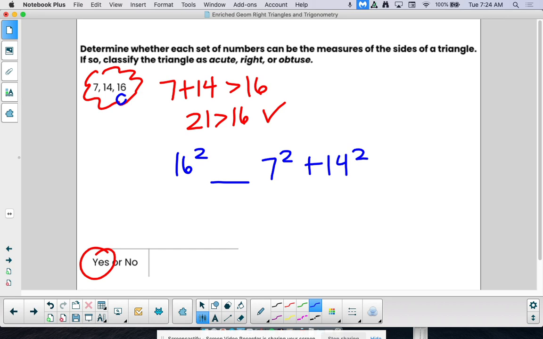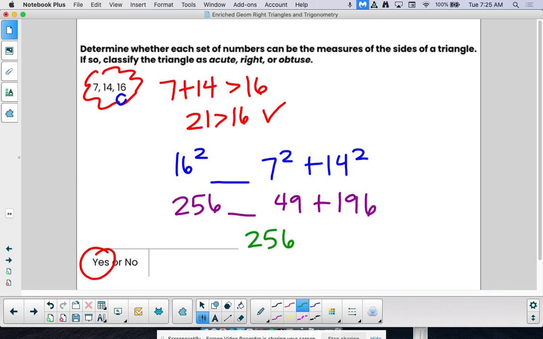And now you guys, it's calculator work. 16 squared is 256. Again, I'm leaving that space there. 7 squared is 49. 14 squared is 196. We'll simplify. 256, I'm going to leave that space there. 49 plus 196 is 245.